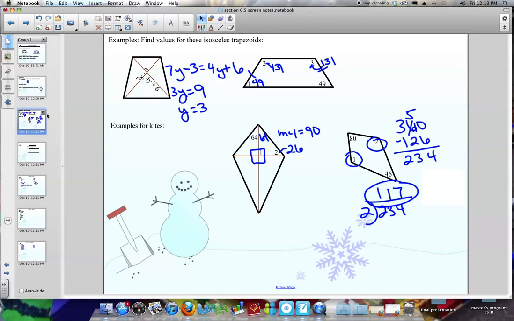That concludes this lesson on isosceles trapezoids and kites.